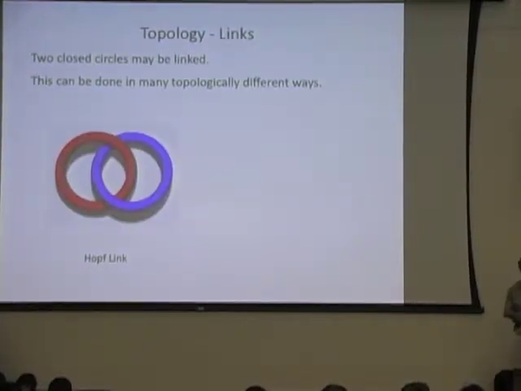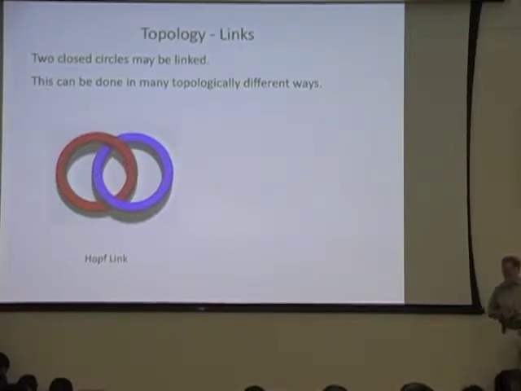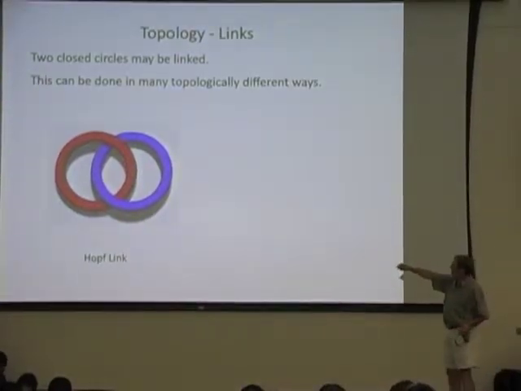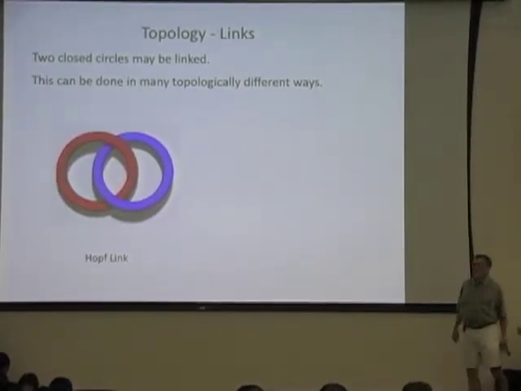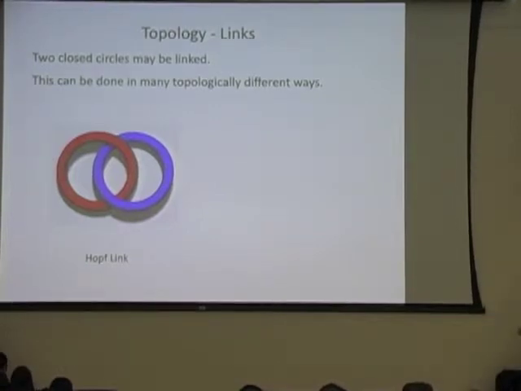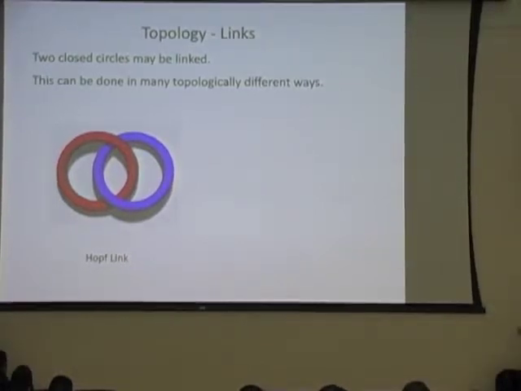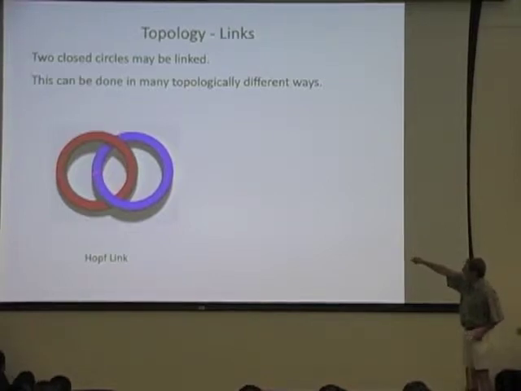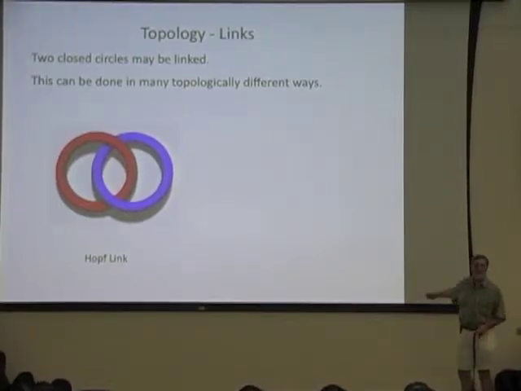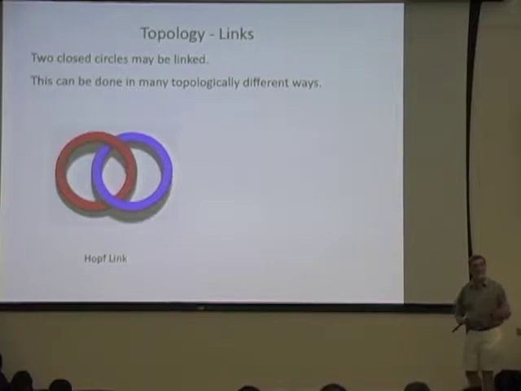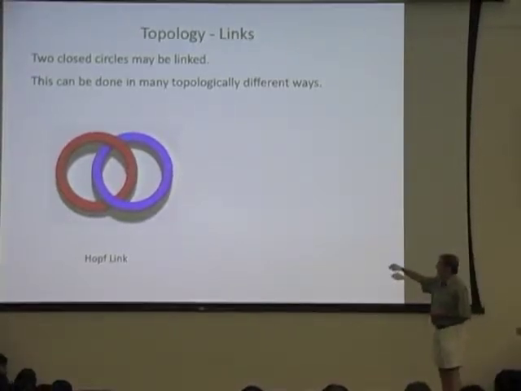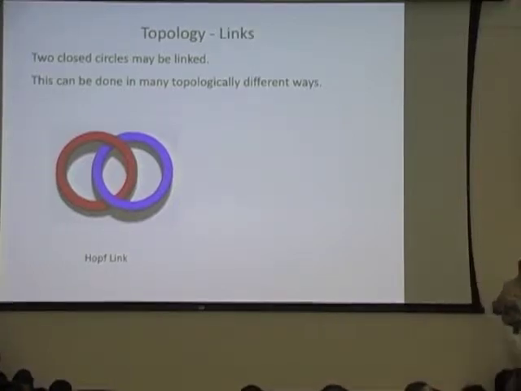The cousin to a knot is what's called a link. To make a link, you need two closed circles, and they can link through each other in a variety of ways. This sort of thing is also a topological property. As long as the two are closed, you cannot unlink these unless you cut one and allow it to pass through the other and then close it up on the other side. So that's a discontinuous change, so that's not permitted. So these guys are going to stay linked no matter how you mess with their geometry.